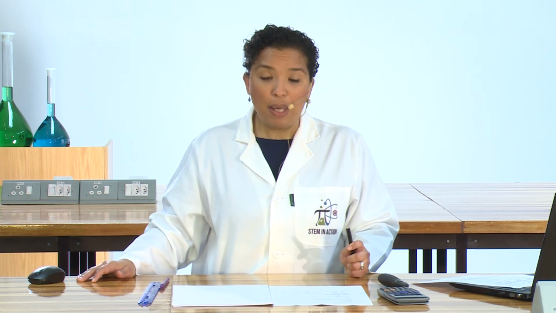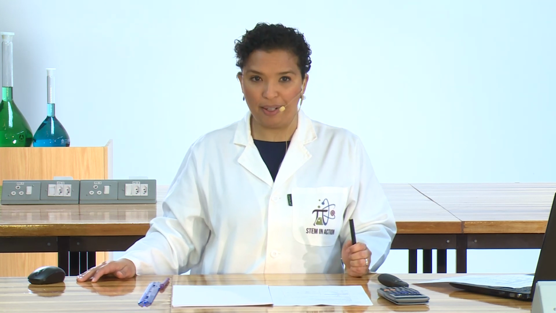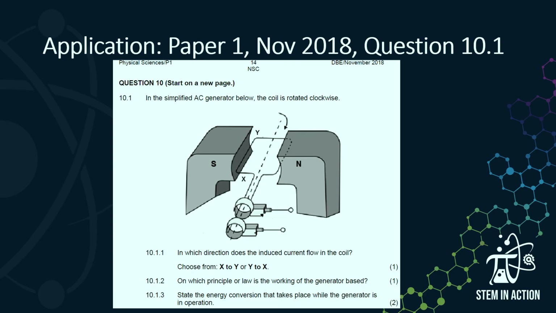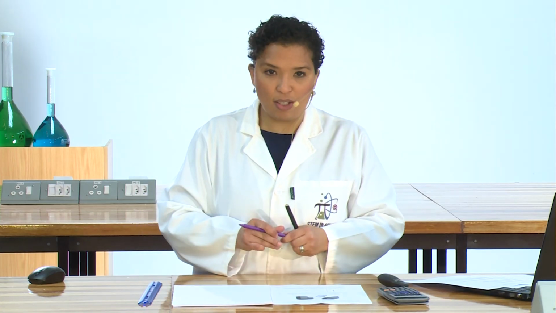We'll look at paper 1, November 2018, question 10.1. It reads, in the simplified AC generator below, the coil is rotated clockwise. 10.1.1, in which direction does the induced current flow in the coil? And you can choose only from X to Y or Y to X. So let's have a look at some key points in this question.